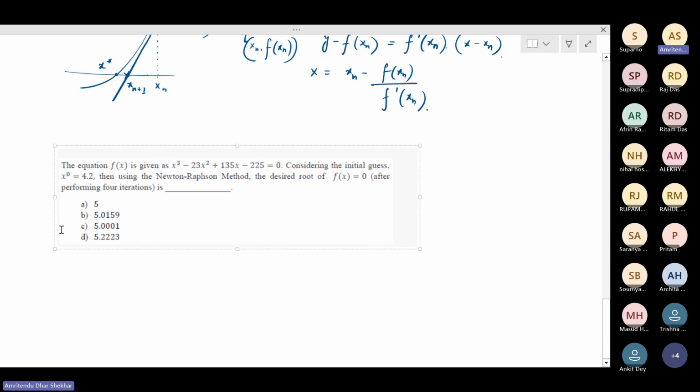Okay. So here they've essentially given you the initial guess. The initial guess is 4.2. It's also easier to carry out the Newton-Raphson method.